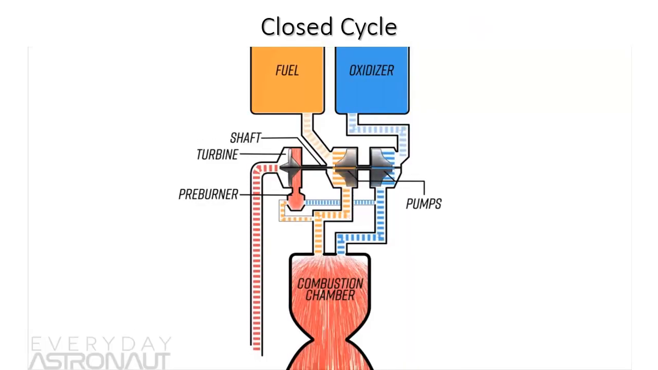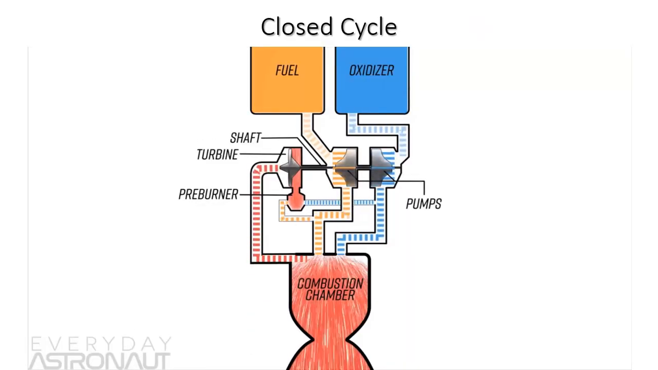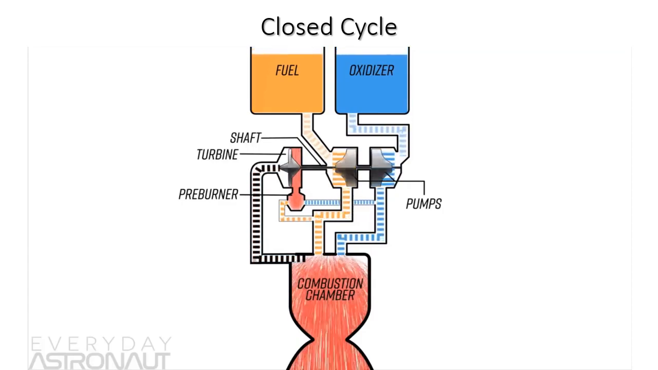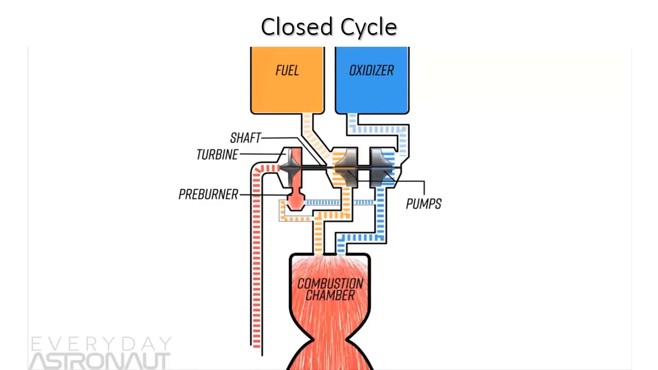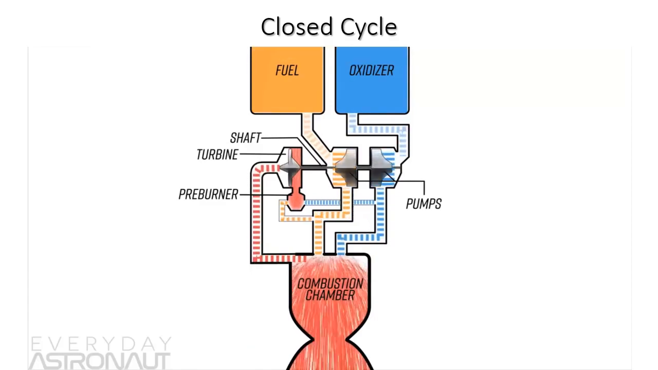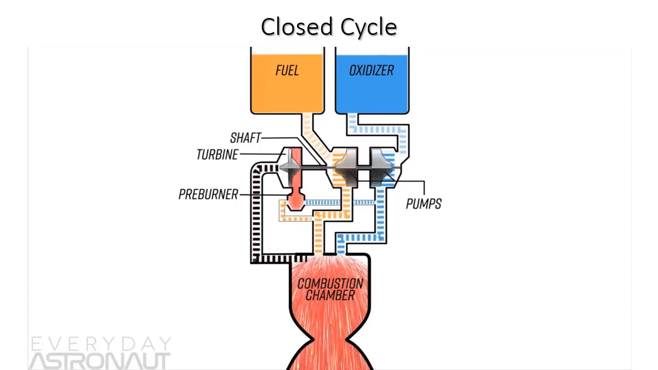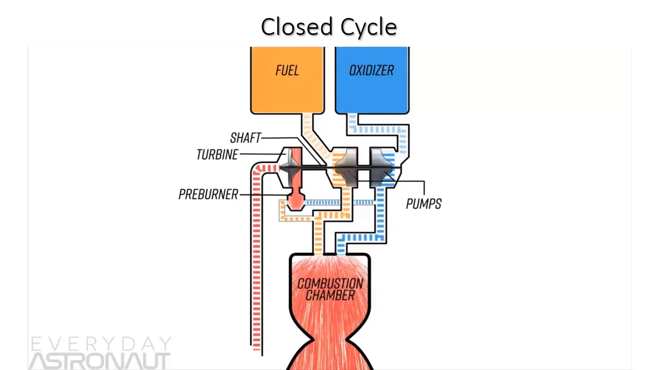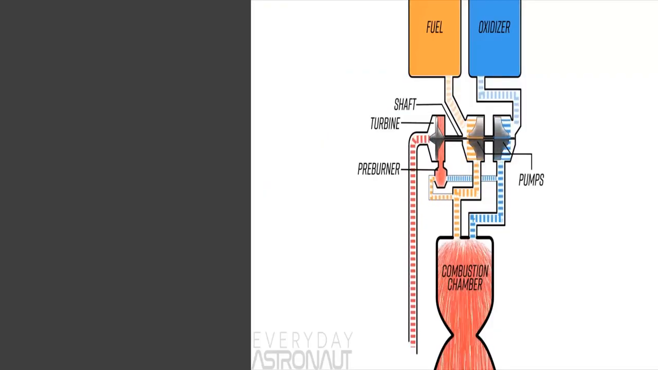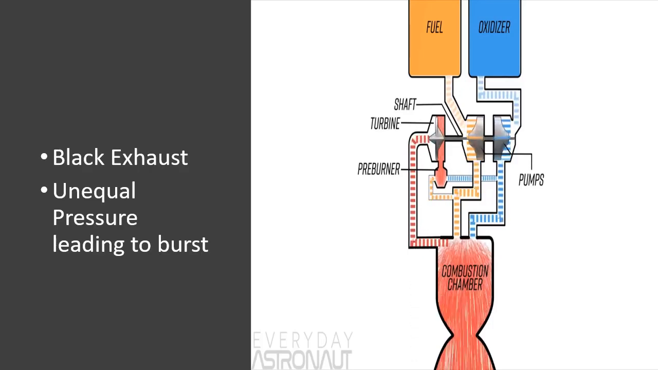The gas generator cycle also has a closed cycle variant. In this variant, the exhausted pre-burner mixture is fed into the combustion chamber. Although it is very efficient, because the pre-burner's unused fuel-oxidizer mixture is now also burned off, it creates a new kind of problem. It creates black exhaust called soot, which can damage the combustion chamber, leading to a burst. There is also a pressure problem.